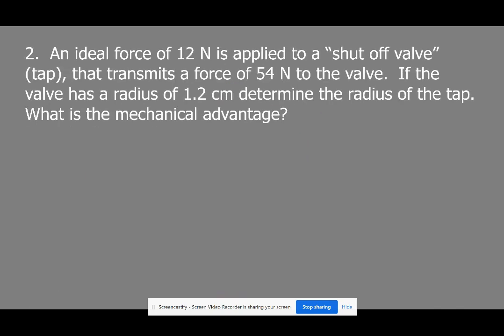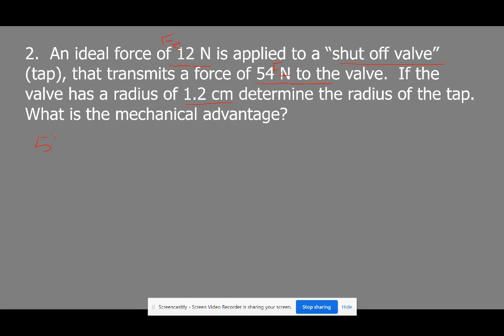Next one says a force of 12 newtons is applied to a shutoff valve and it transmits a force of 54 newtons to the valve. So the tap is where your hand goes. So that's the 12 newtons. This is your effort force. And then the valve is where your load force is down here. The valve has a radius of 1.2 centimeters, determine the radius of the tap. So that's going to be the effort radius that we're solving for.